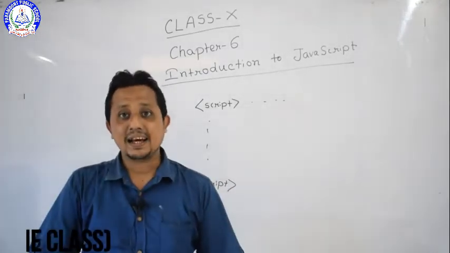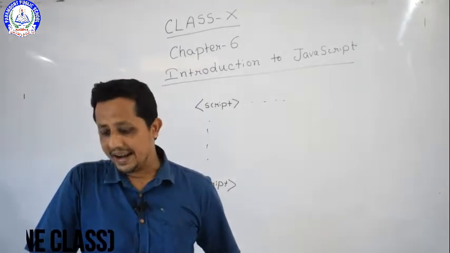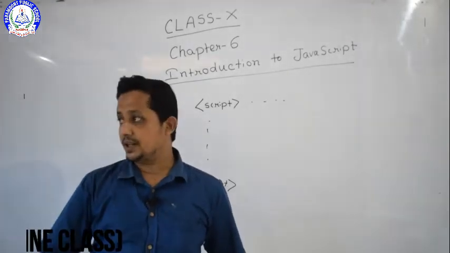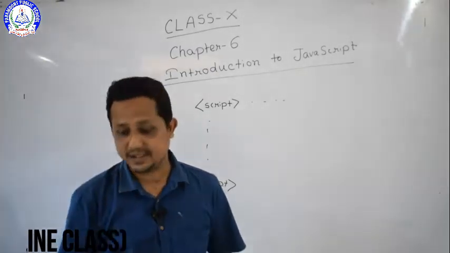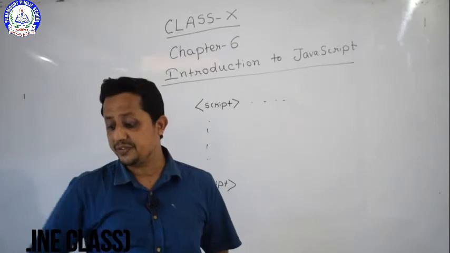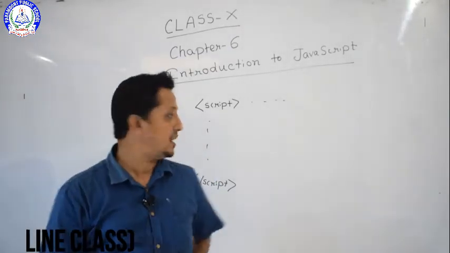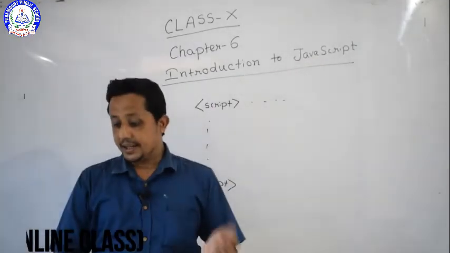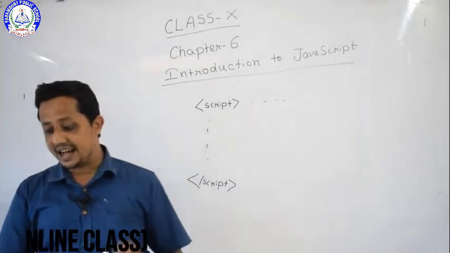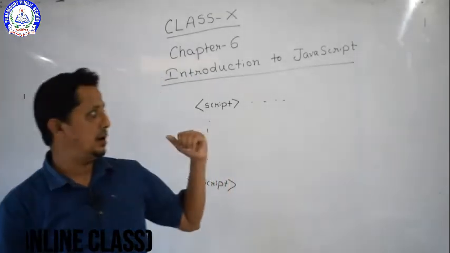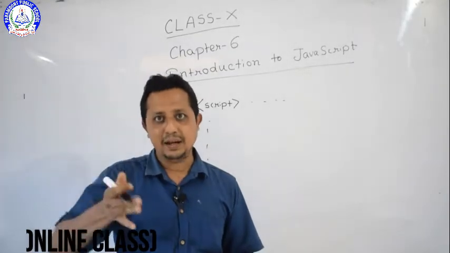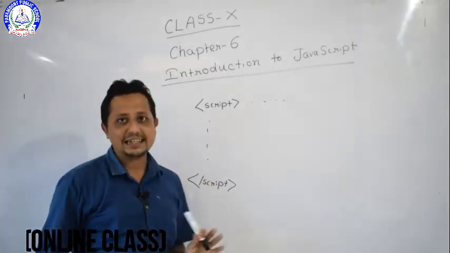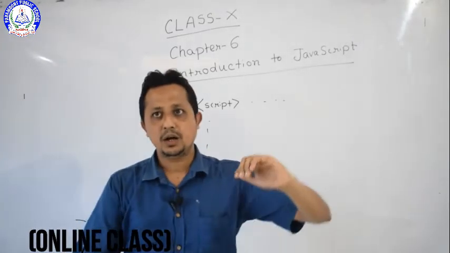And the script tag has two main attributes. One is the language, another is the type. The language attribute specifies the scripting language. Basically here we are using JavaScript, and the type is the attribute which is used to specify the scripting language. Basically we will be writing text slash JavaScript.